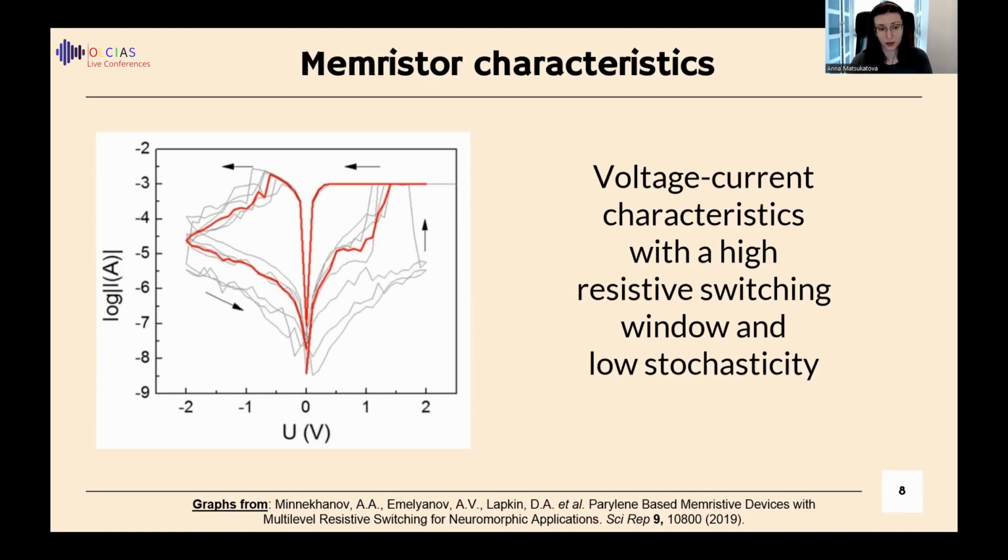Of course, in order to have a good synapse, we should have low stochasticity in order to create a real structure for a hardware neural network. So this kind of stochasticity is not that good for a memristor structure.